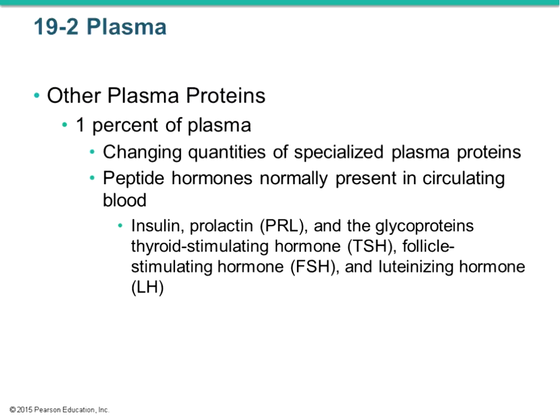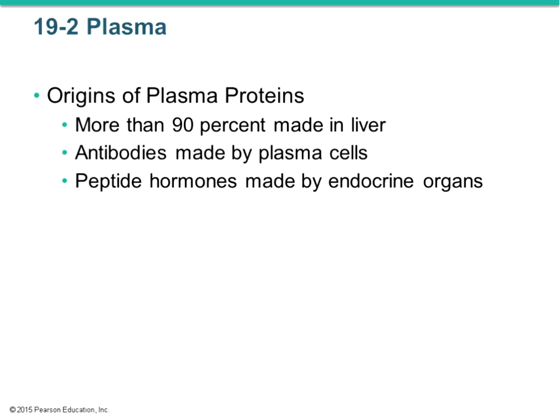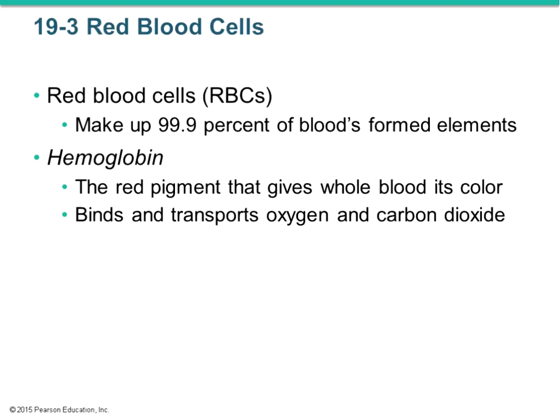All right. So other plasma proteins, things like hormones, for instance, are found. Peptide hormones typically are circulating in the blood. That's going to make up about 1%. So insulin and glycoproteins and TSH, FSH, things we talked about last time in the endocrine system, are all found there as well. Most plasma proteins are coming from the liver, actually. The antibodies, as we'll see when we do the immune system, come from plasma cells, which are part of our acquired immunity. And then, of course, the peptide hormones are coming from the actual endocrine organs, right? Like the pituitary gland is producing TSH. So that's the location of those.